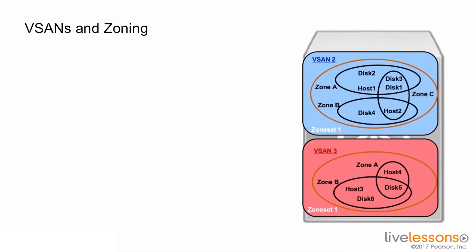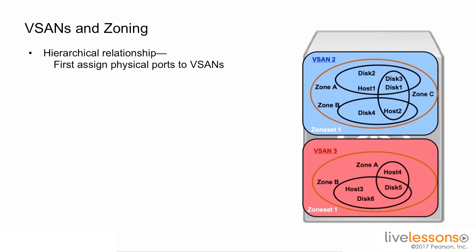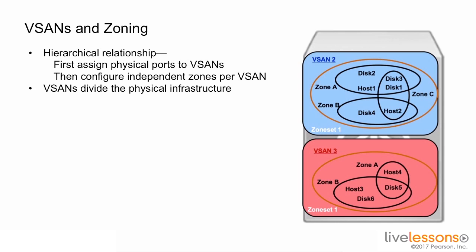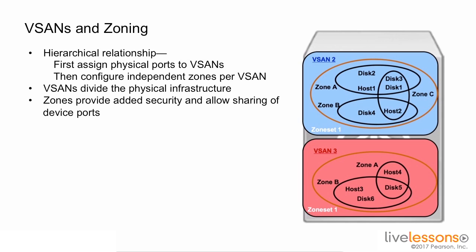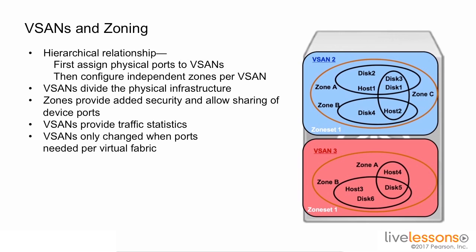Finally, we're going to talk about zoning in the next lesson, but VSANs and zoning are very complementary to each other. First, you assign physical ports to a virtual storage area network, and then you configure the security, or the zone, per VSAN. VSANs actually divide the physical infrastructure, and zones provide added security and allow sharing of device ports. You can actually see traffic statistics per VSAN, and VSANs only change when you add or remove ports to a VSAN. And zones can change frequently.